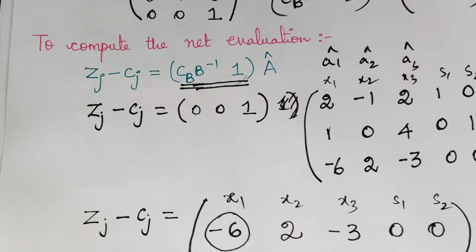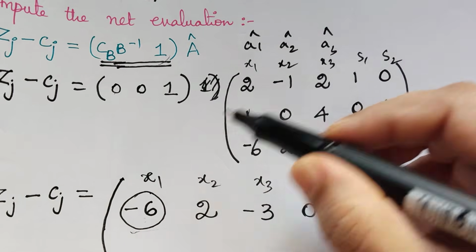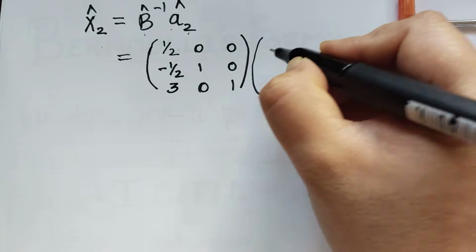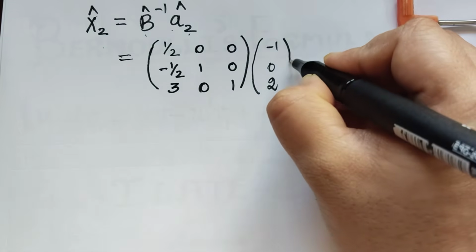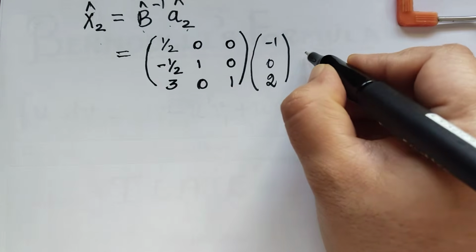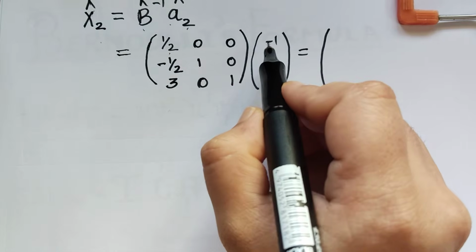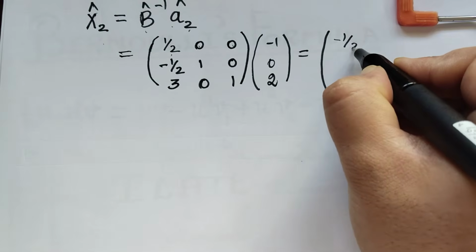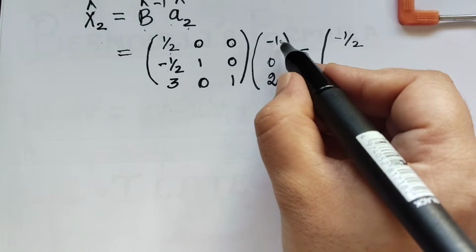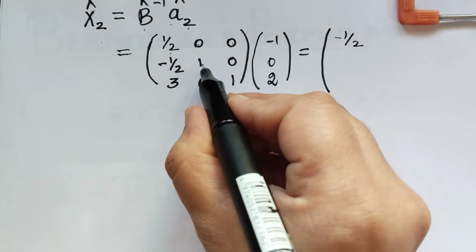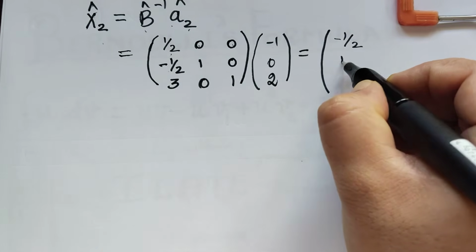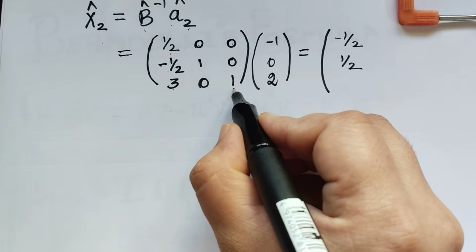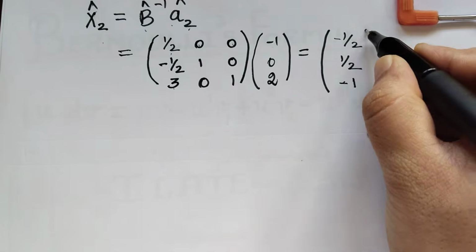So what is A2 cap? A2 cap I already showed you. First we chose A1 cap and now A2 cap is minus 1, 0, 2. So we have to write that here: minus 1, 0, 2. Now we have to multiply these two matrices. So that will be 1 by 2 multiplied with minus 1 is minus 1 by 2, and the remaining all become 0. So it will be minus 1 by 2. And here minus 1 by 2 into minus 1 will give us 1 by 2, and 1 into 0 is 0, 0 into 2 is 0. So it will be 1 by 2 over here. Then 3 into minus 1 is minus 3, 0, and plus 2. Minus 3 plus 2 gives us minus 1.